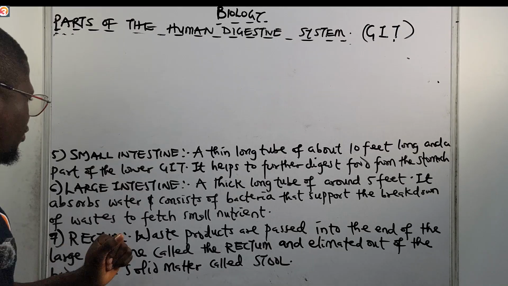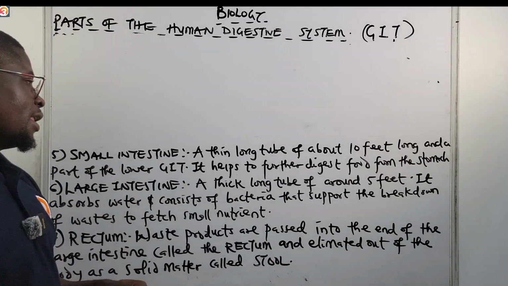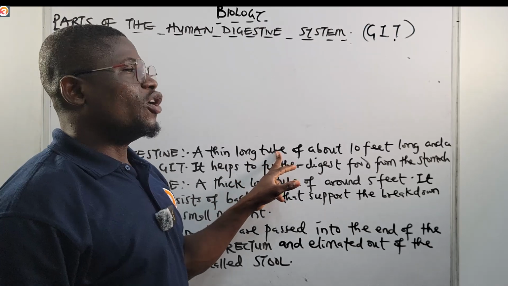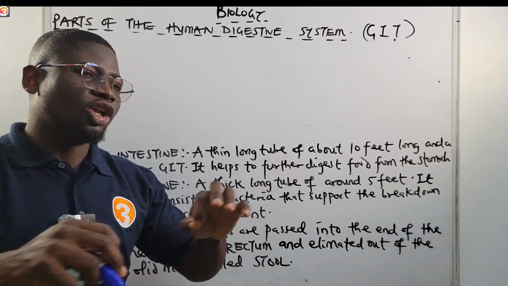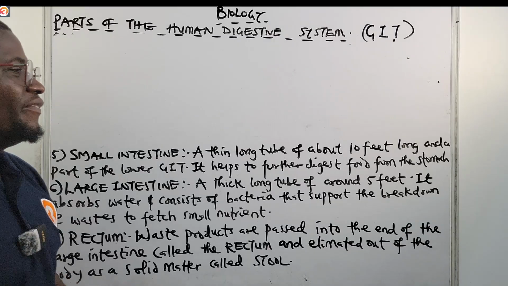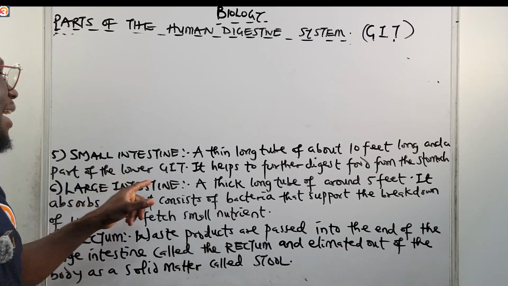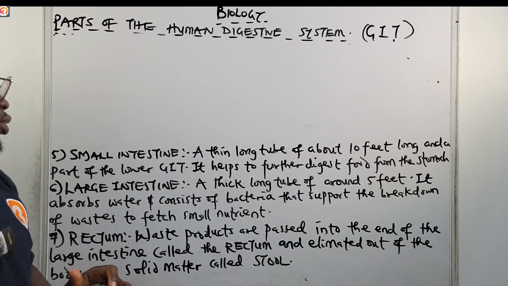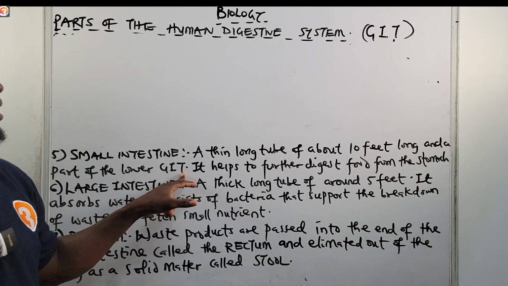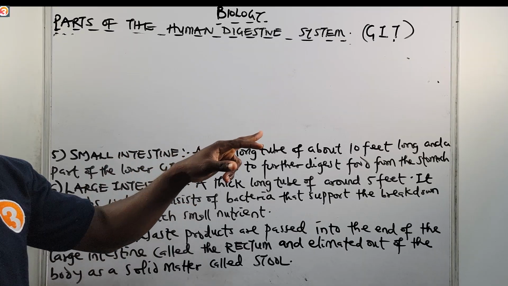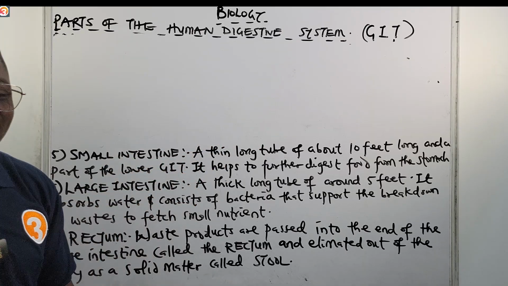Now let us see the fifth one. This is the small intestine. We say the small intestine is a thin, long tube of about 10 feet long and a part of the lower gastrointestinal tract. Okay, so the small intestine is a thin, long tube of about 10 feet long and a part of the lower GIT.